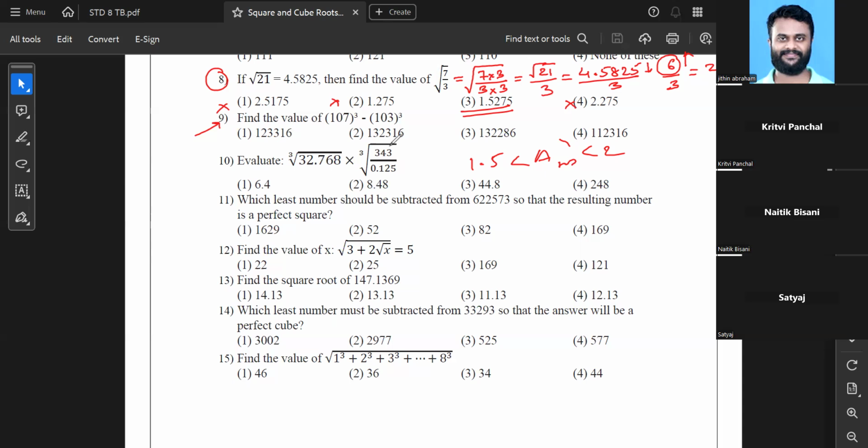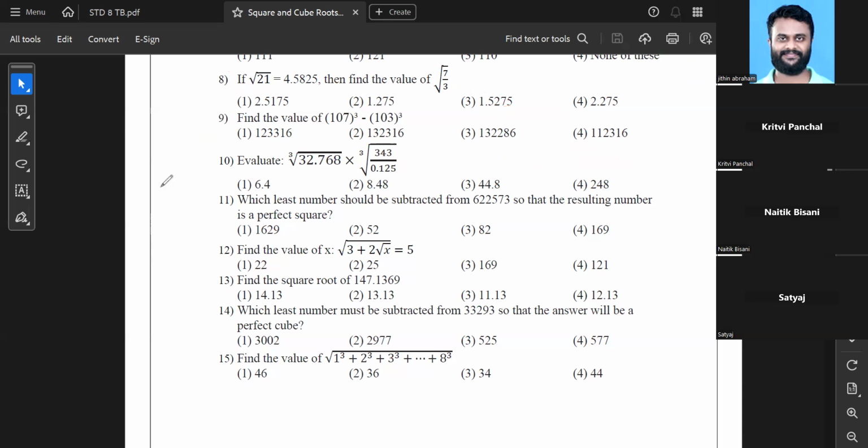Okay, I believe you guys are done. Sorry. Proceeding further. So in this case, you have some number cube minus some number cube.